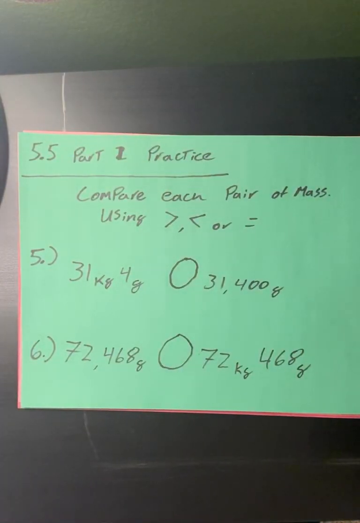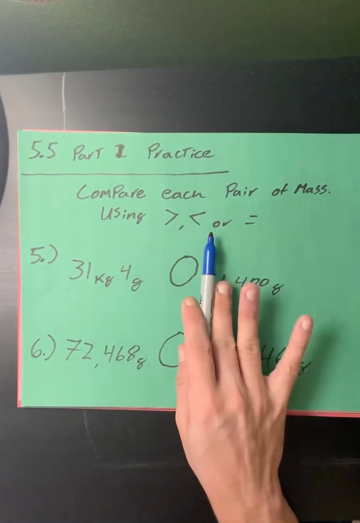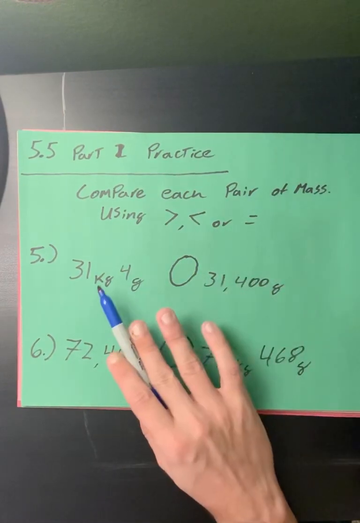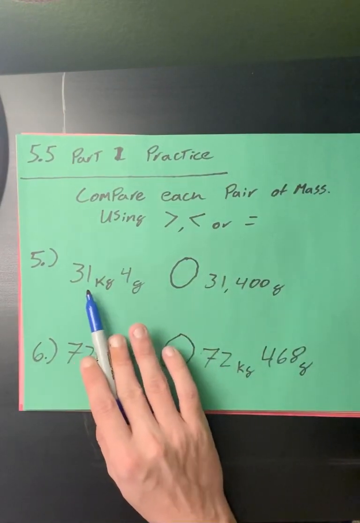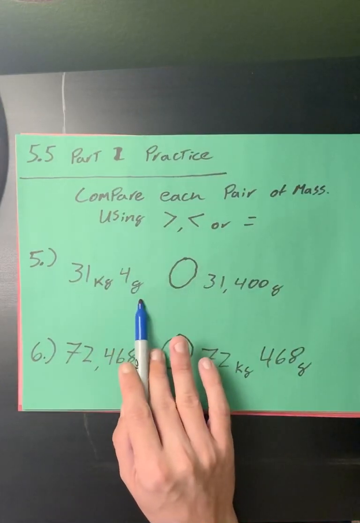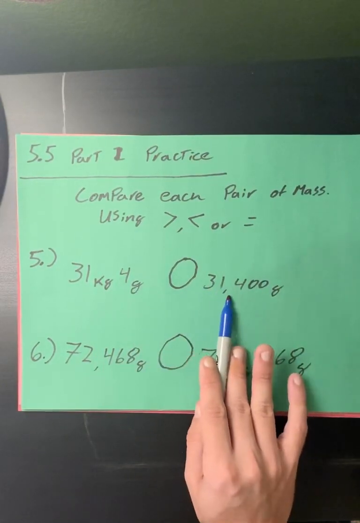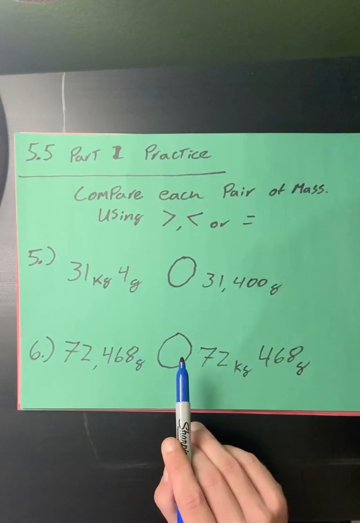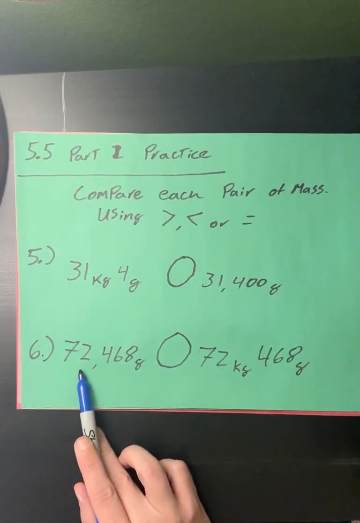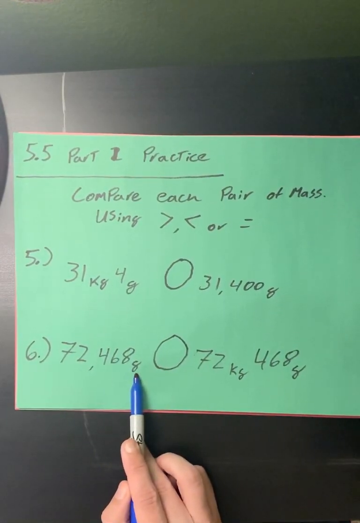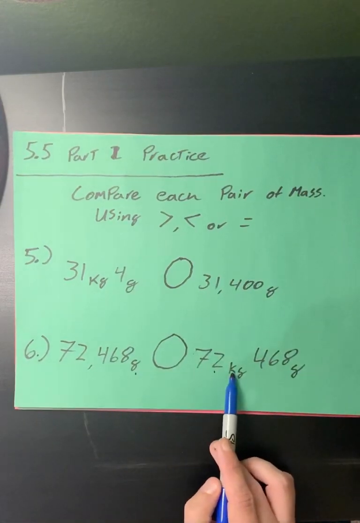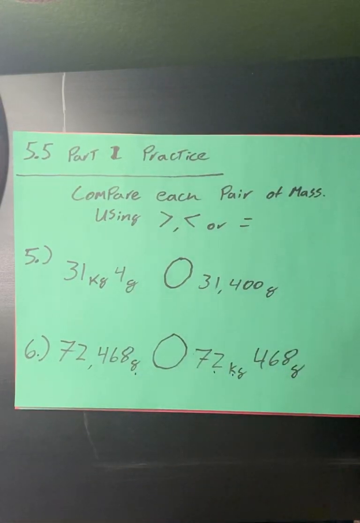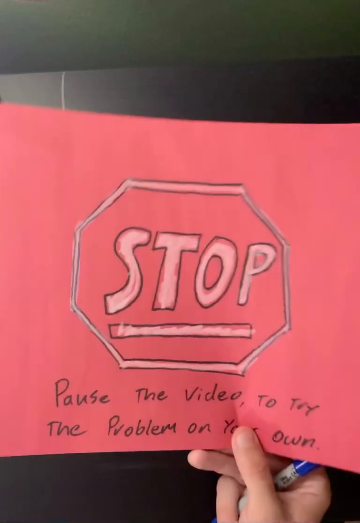Now, I want to do some comparisons. Comparing each pair using greater than, less than, or equal to. First example problem, if I have 31 kilograms and 4 grams compared to 31,400 grams, which one will be greater? And then 72,468 grams compared to 72 kilograms and 468 grams. Write that down on a scratch piece of paper. If you need to pause the video, now is your time.